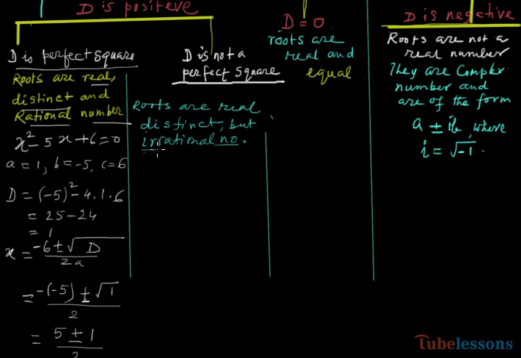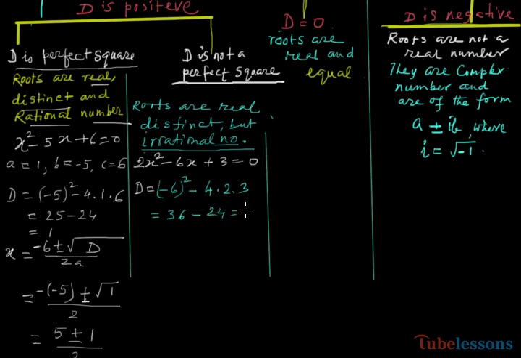So now here we'll also take an example. Suppose we have an equation like 2x square minus 6x plus 3 is equal to 0. So here also d equals b square, that is minus 6 whole square, minus 4ac, 4 into 2 into 3. So that is 36 minus, 4 2s are 8, 3s are 24, equals 12. So it is positive, but it is not a perfect square.